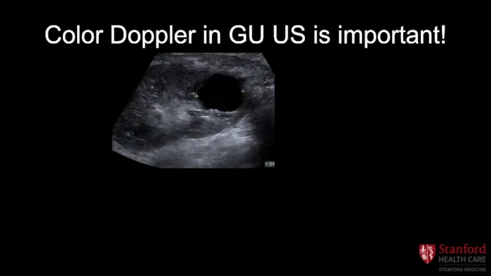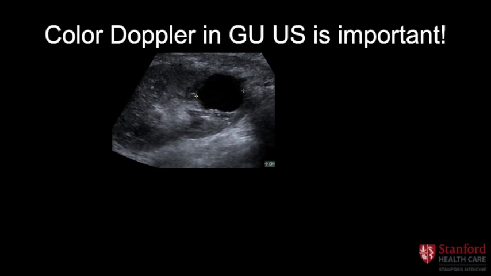So anyway, before I talk about more specific applications of color Doppler in GU ultrasound, I thought I'd show you a couple of examples of where color Doppler is not only important, but it's actually critical in making the correct diagnosis. So this is the first case. This is a kidney. It looks like a normal kidney with what looks like a simple cyst in the inferior pole of the kidney. Who thinks it's a simple cyst?